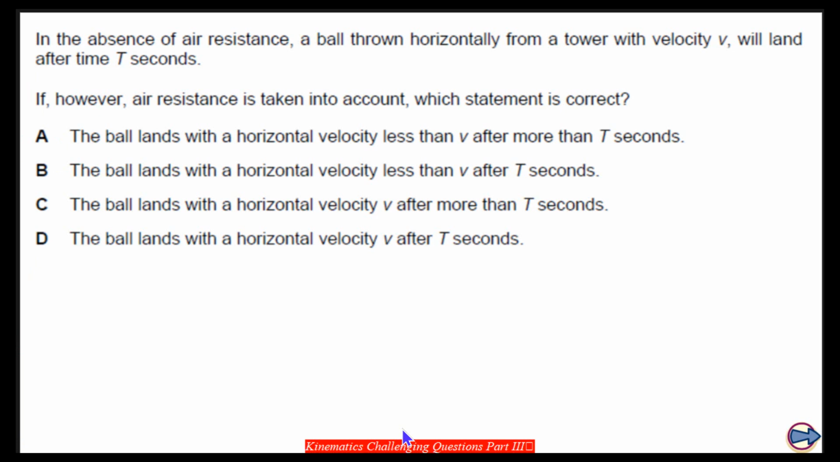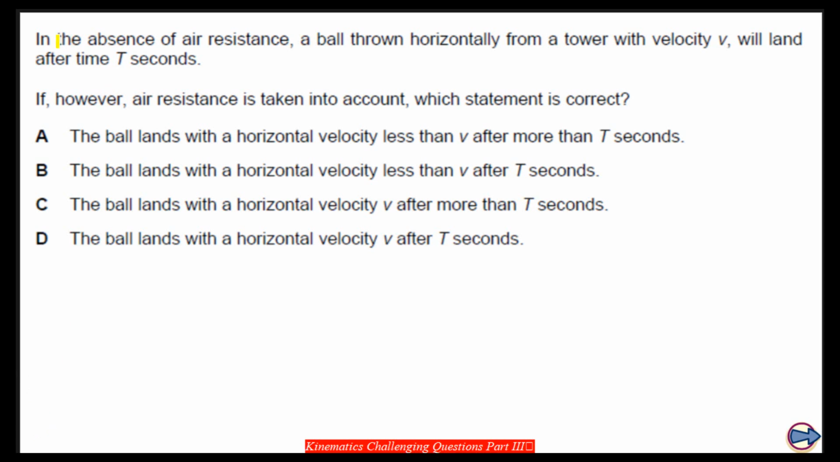So let's try to answer this question now. What we need to do, first of all, is read this question carefully. We need to understand what is given to us and what we need to find. So what is given to us?